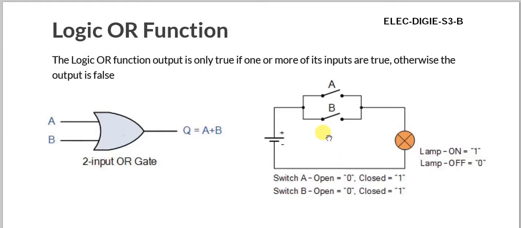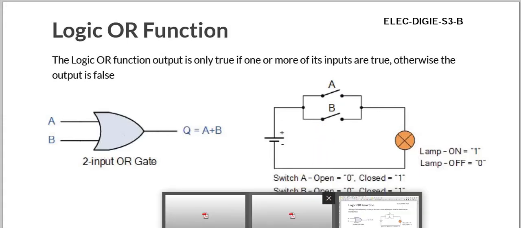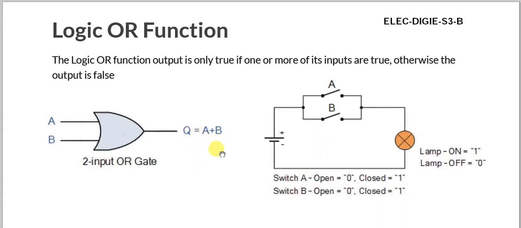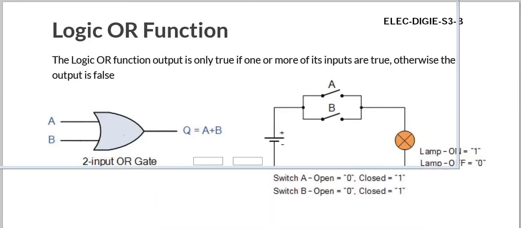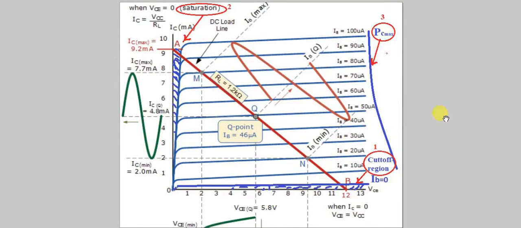Now let us see how we do that electronically, inside the electronics. Here you can see that we utilize the transistor. We can make this OR gate switch from the diode as well as from the transistor.